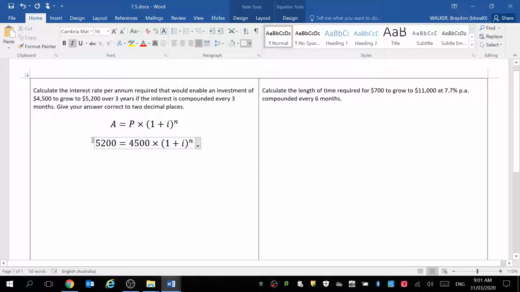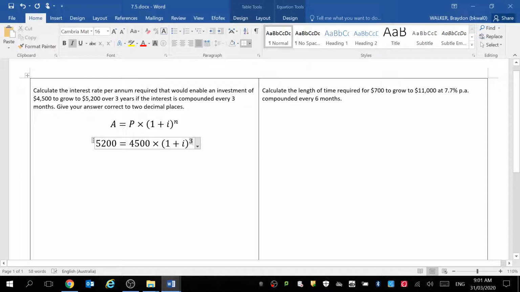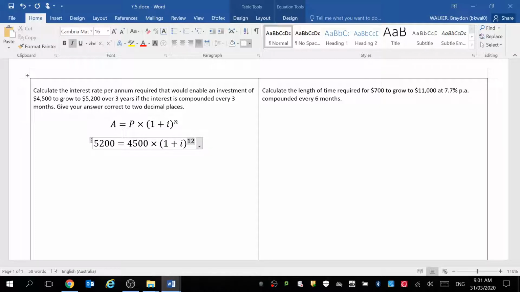Now, as I said earlier, we're trying to find the interest rate per annum. That is this little i value in here. Now, what that means is we have to find out what the n value is. A lot of people would just put 3 here, but that's actually incorrect. It's over 3 years, however, it's compounded every 3 months. If it compounds every 3 months, it compounds 4 times a year. 4 times 3 is actually 12.